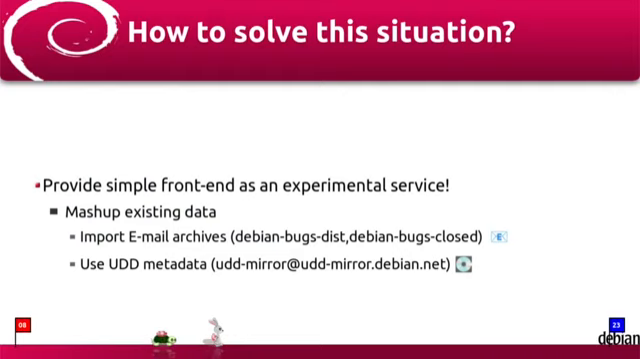How to solve this situation? Then, I've started an experimental service to solve these problems. To achieve it, I've used a mash-up of existing data. Email archive is used to control syncing intervals. UDD metadata is used to track the status of bugs.